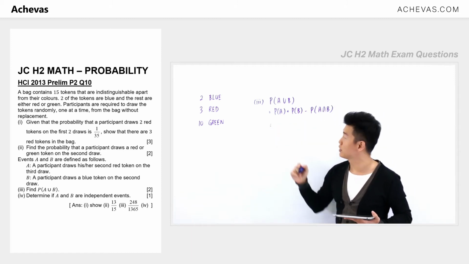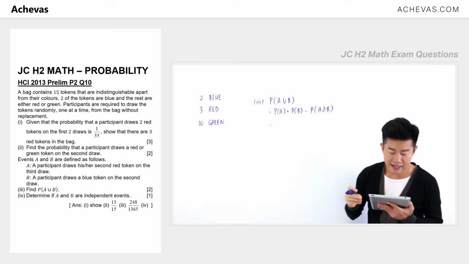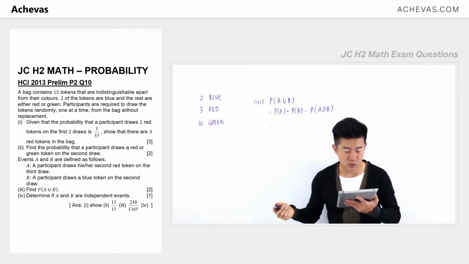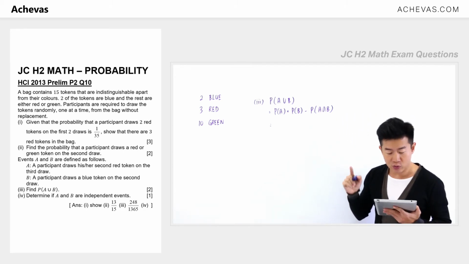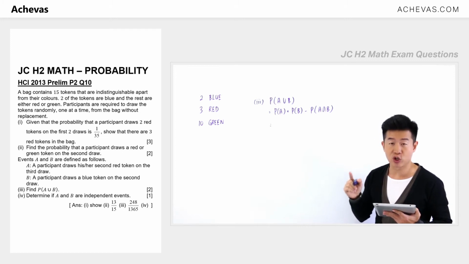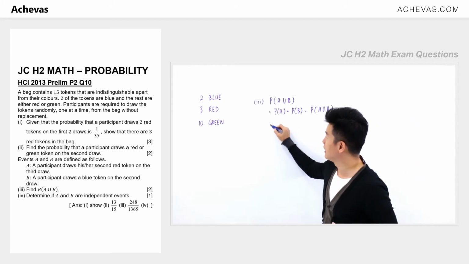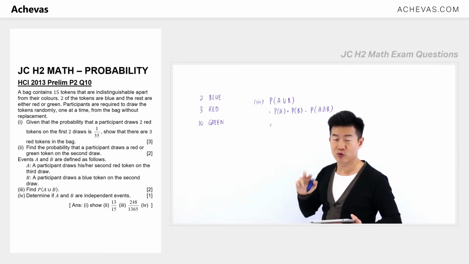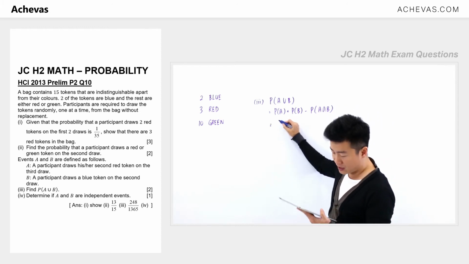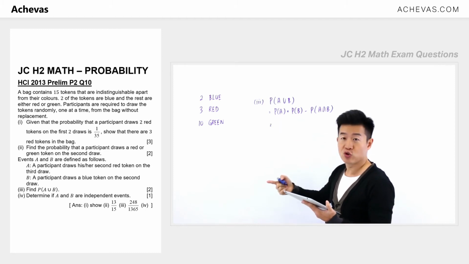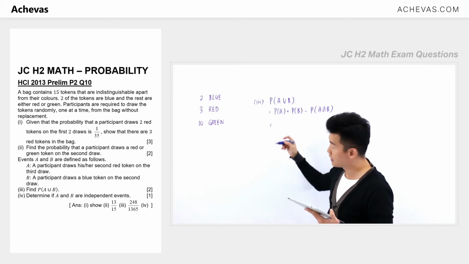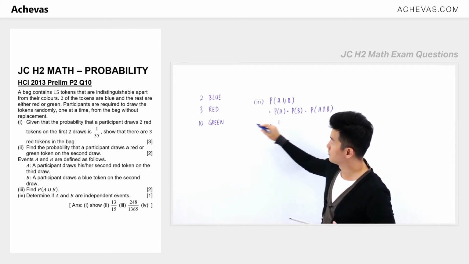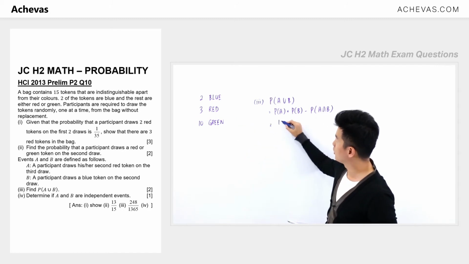Let's first try to calculate the probability of A. Probability of A is the probability that the participant draws his or her second red token on the third draw. The probability can be calculated by looking at it in terms of two scenarios. The first scenario is when the first draw is not going to be a red colored token. Red is 3, so the non-red is going to be 12.